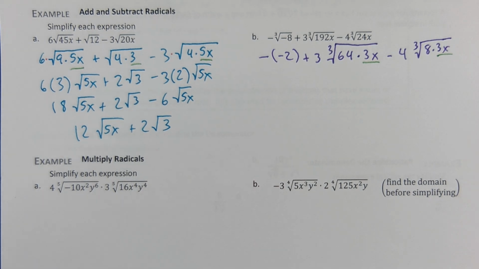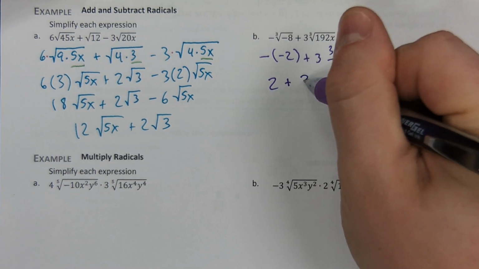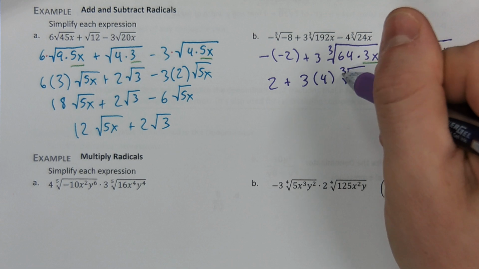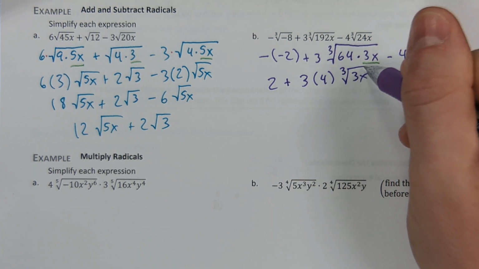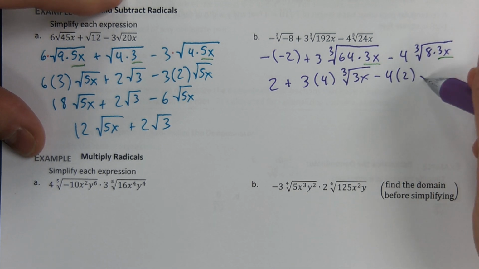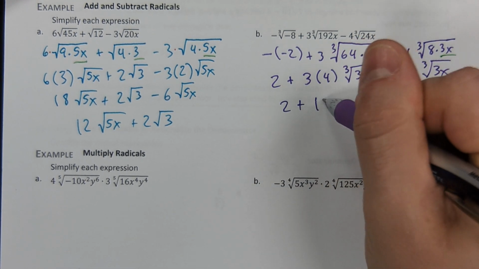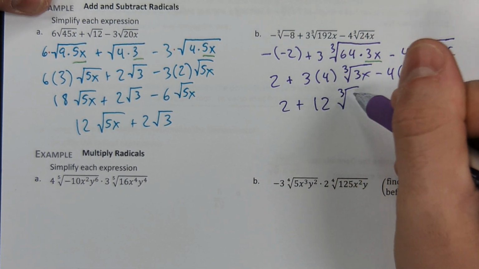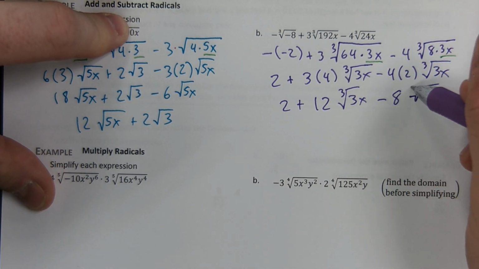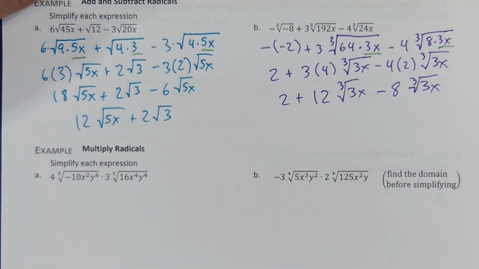Okay, good question. So we have +2 and 3 times the cube root of 64, which we're supposed to know is 4, cube root of 3x, and minus 4 times the cube root of 8, which we should know is 2. So 2 plus 3 times 4 is 12. I think it's obvious that the cube root of 3x is my like terms. And again, 12 cookies minus 8 cookies is 4 cookies.